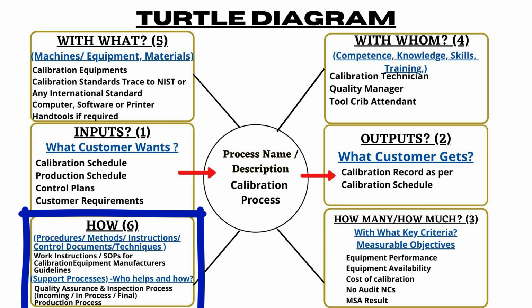You should start with the first element, then move to the second element as an output, then move to the third element as a performance measurable, then the fourth element, with whom, then the fifth element, with what, and then the sixth element, how you are going to perform the process.